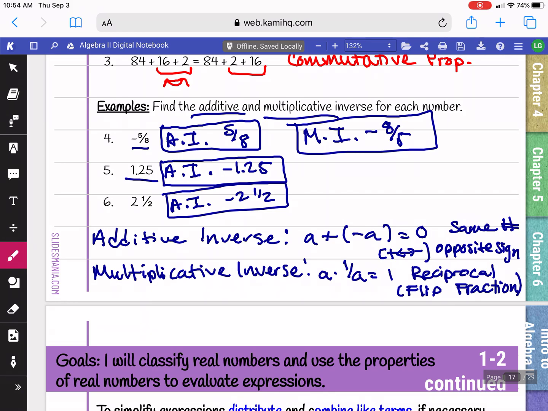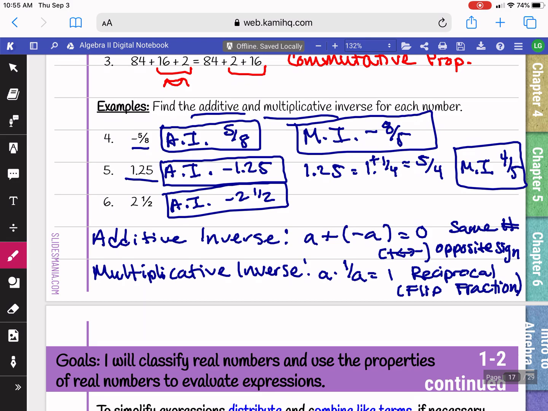Next, we have 1.25. Here we need to do a little more work because 1.25 is not a fraction. So I'm going to change 1.25 to a fraction. 0.25 would be 1/4, so 1 1/4. We still can't flip it because it's a mixed number. We need to change it to an improper fraction. So I'm going to multiply 4 times 1, which is 4, then add 1. So that gives you 5/4. Now you can take the multiplicative inverse. If we flip 5/4, the reciprocal would be 4/5.